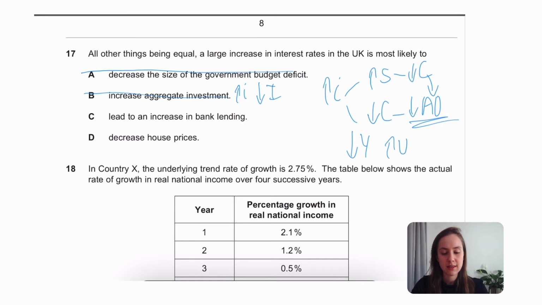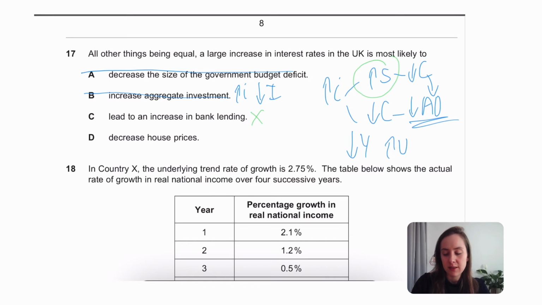Lead to an increase in bank lending. This is a really sneaky question, I think. So on one hand, people are saving more money, so more money is coming into banks. But because interest rates are high, people can afford that less, so there'll be less demand for loans. So I don't think there'll be more lending. I think there'll be more saving in banks.